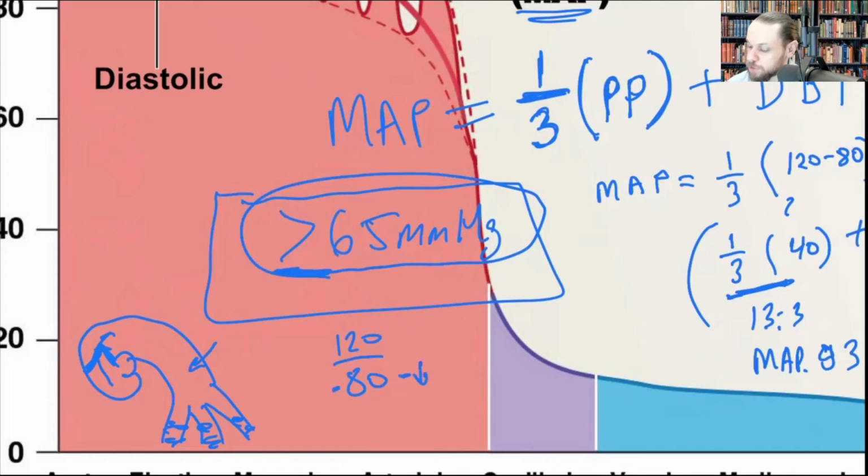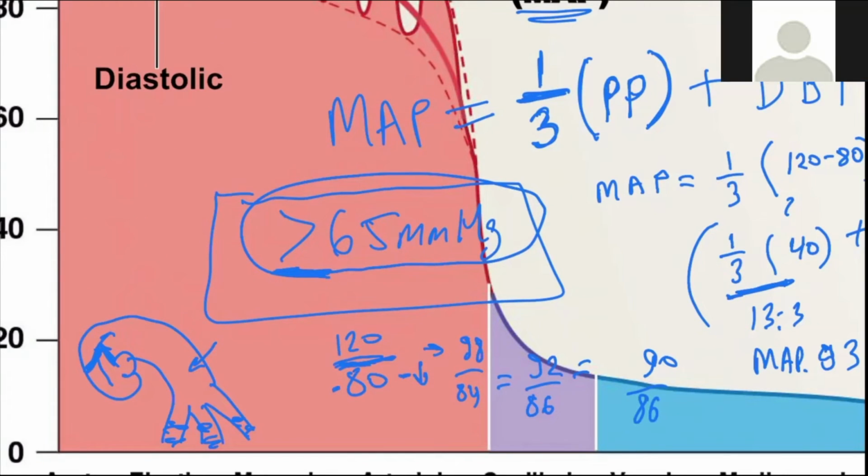So let's say this guy was 120 over 80. He gets a heart attack, and in a little bit his blood pressure is 98 over 84. Then it's 92 over 86. And then we see it's 90 over 86, let's say. So what do you think is happening in the initial phases? The heart's failing as a pump.